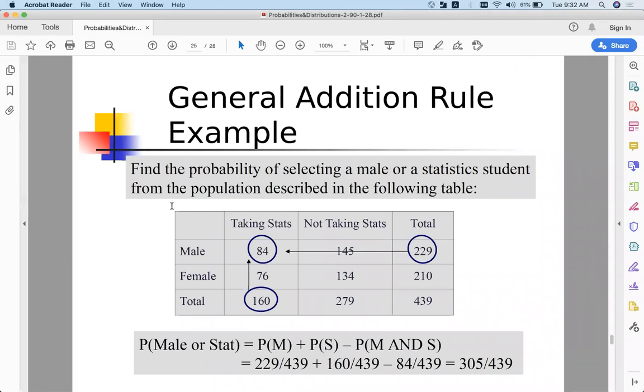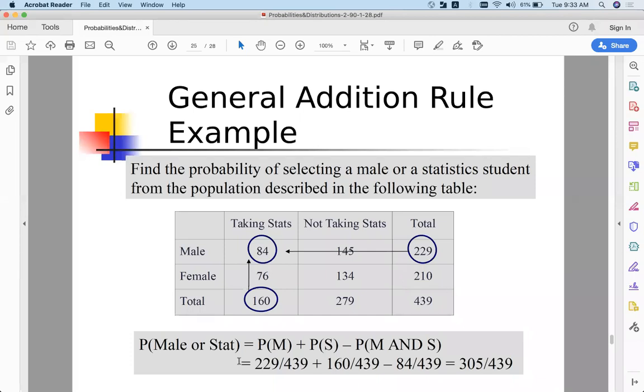Find the probability of selecting a male or a statistics student from the population described in the following table. Before even jumping to the answer, how many of you understood the question? Yes, it's basically male, and the total number of statistics students, with an or. So you see, take it step by step, because that's where you slowly make mistakes.